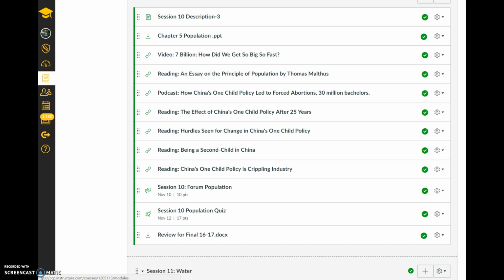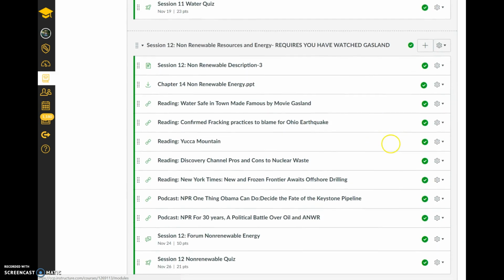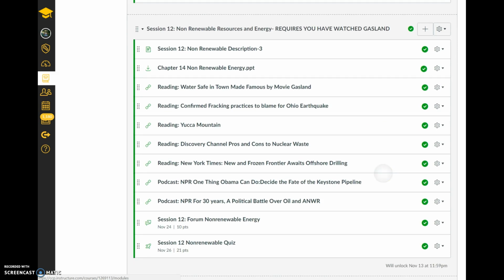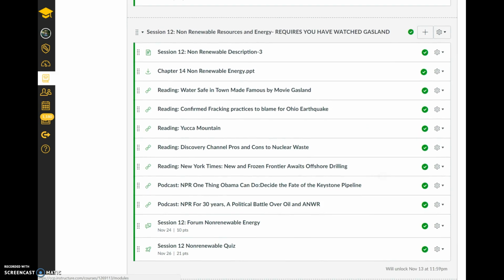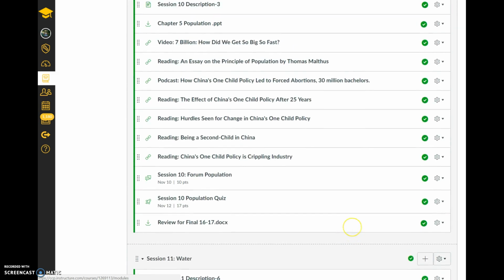The other quick thing before I start talking about population is that, if you look here, we're going to cover water next week, and then the following week non-renewable resources, and that week requires you to watch Gasland. Netflix has it, watch instantly. There are a bunch of other outlets that have Gasland. I'm sure you can get it somewhere on YouTube. So make sure you've watched the film Gasland to answer the questions that deal with non-renewable energy. It deals with natural gas extraction. So real quick, let me go back to population.